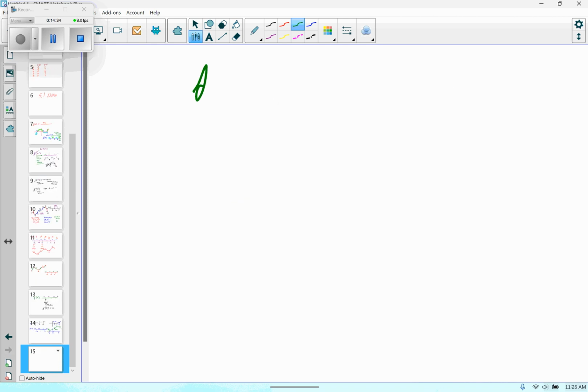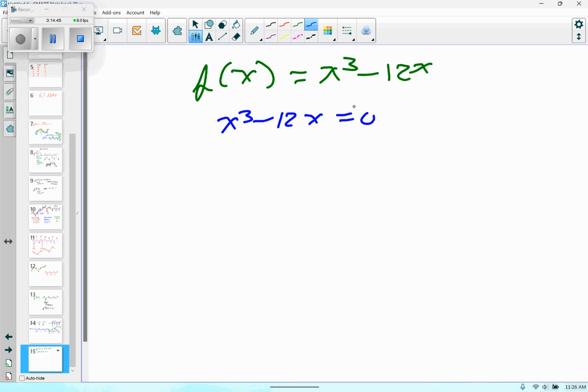So they want us to graph this equation. And yes, we could plug it into Desmos and it would do just fine for us. So the first thing I want to do is set x to the third minus 12x equal to 0. And this is going to find me my roots. This is where it will cross the x-axis.